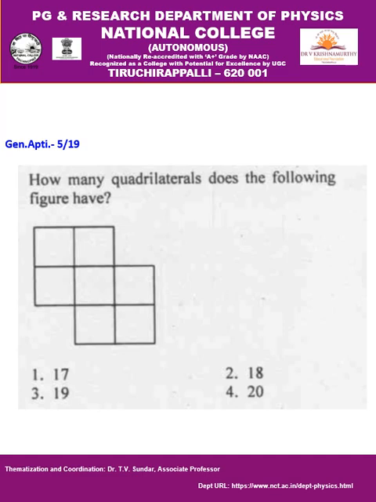The last question presented in this video is to test the spatial perception or visual cognition of objects. So here we need to compute how many quadrilaterals are there in the overlapped square structures.